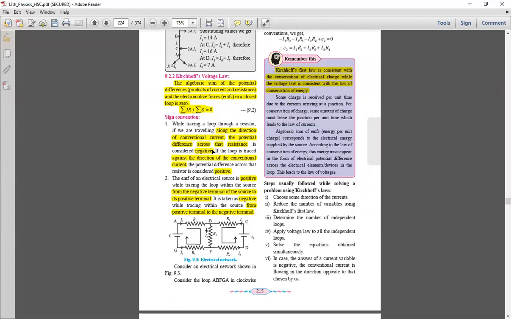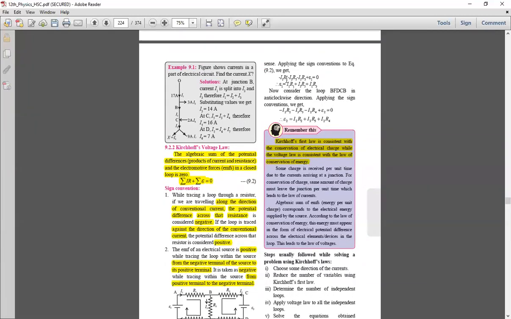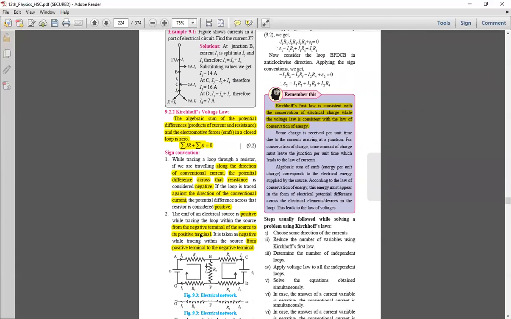The minimum marks question for this law comes for 1 mark, and it can also come for 3 marks. If it is 1 mark, then we only have to write the statement and the mathematical expression. If it comes for 3 marks, then you have to give the statement, the sign convention, write it in short form, and explain with a simple example. Try to write Kirchhoff's voltage law by applying two loops. There is also an MCQ question on this law.